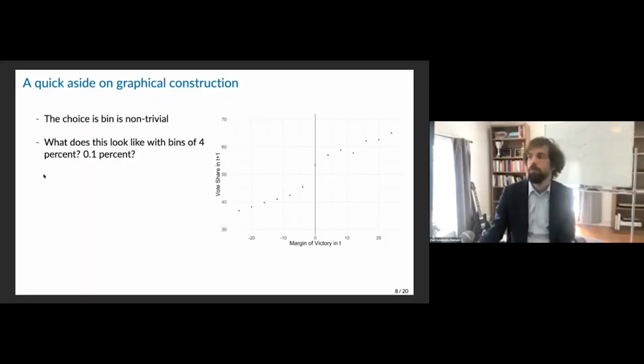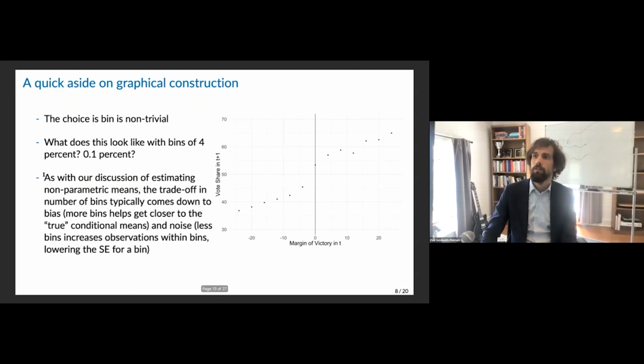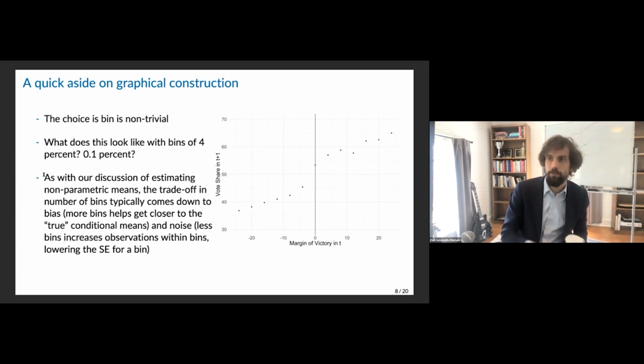Given that, there's this important question now of the trade-off in the number of bins, which really comes down to a trade-off between bias and variance. More bins helps us get closer to what the true conditional means are, right? So this is the tension in non-parametric estimation. The smaller the bins you made, the less bias there was, but there was a lot more noise because you have fewer observations within each one. And fewer bins basically increases the number of observations and lowers the standard errors within the bin.